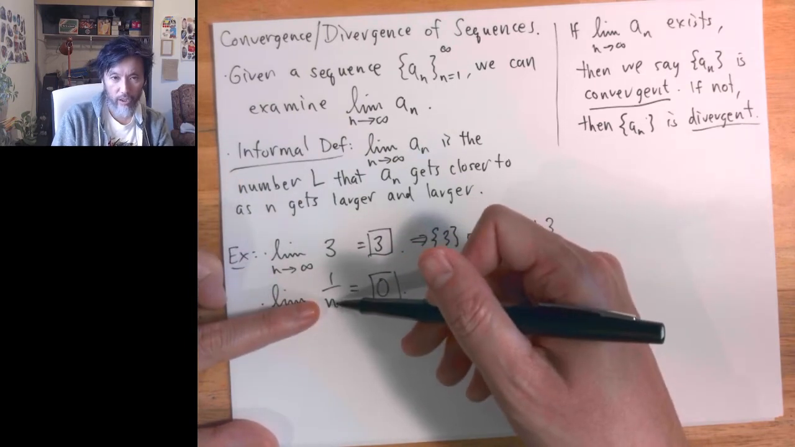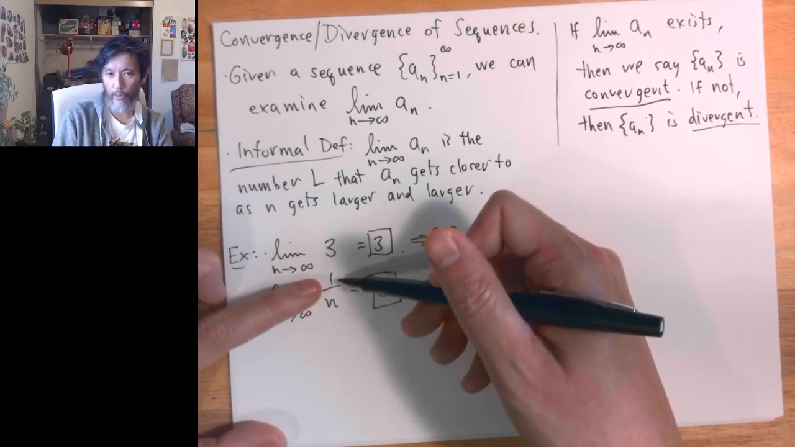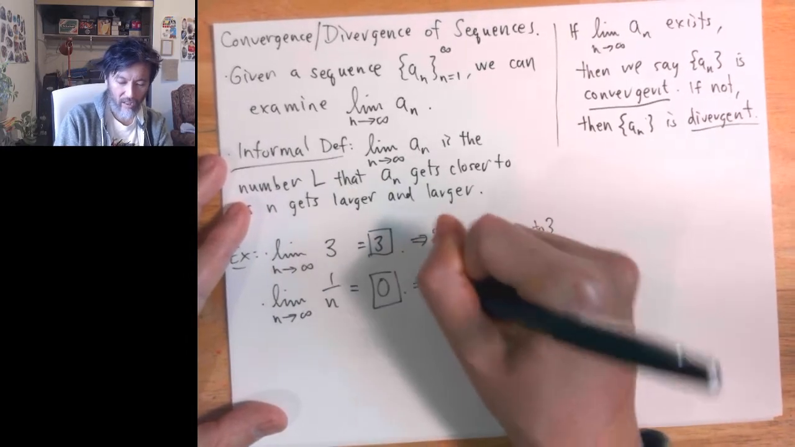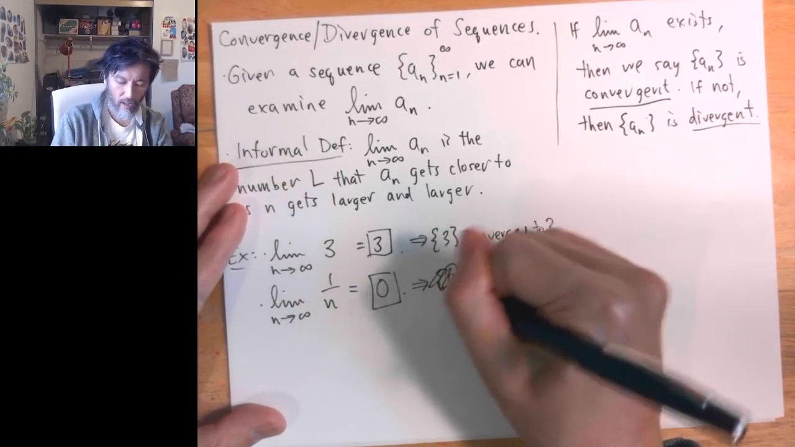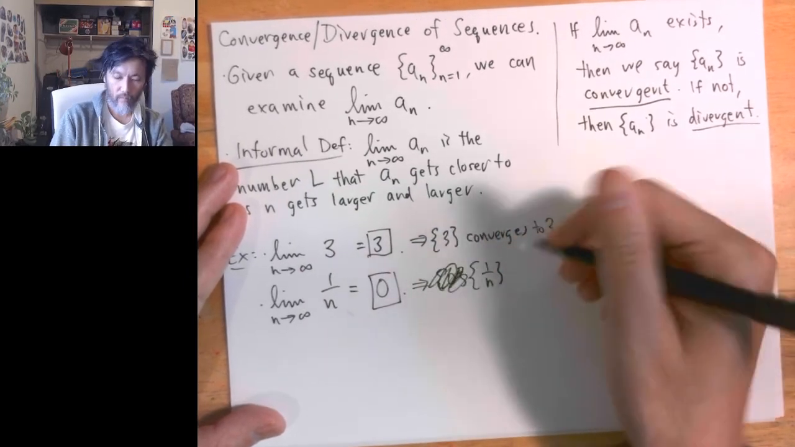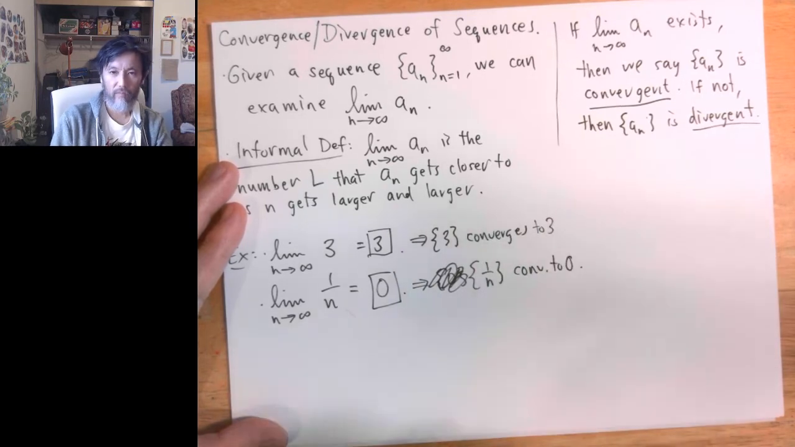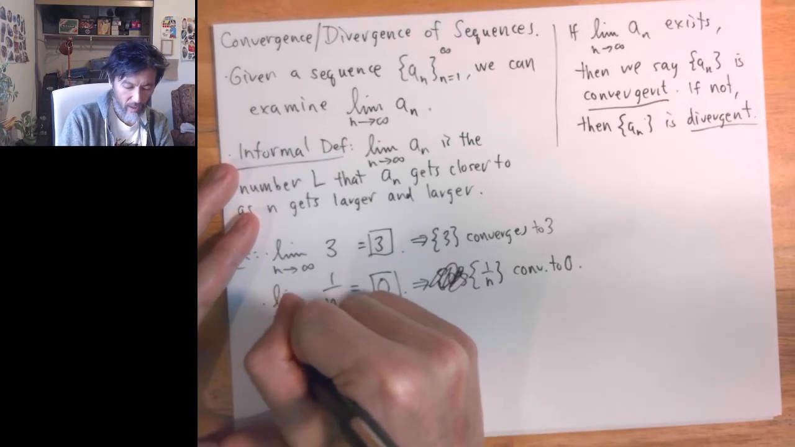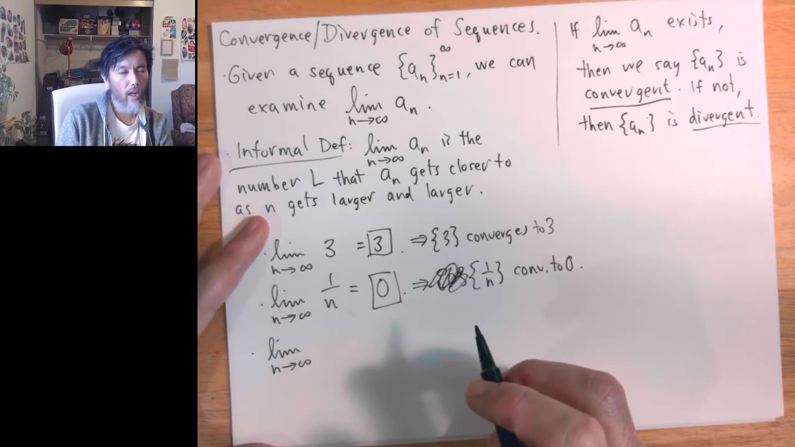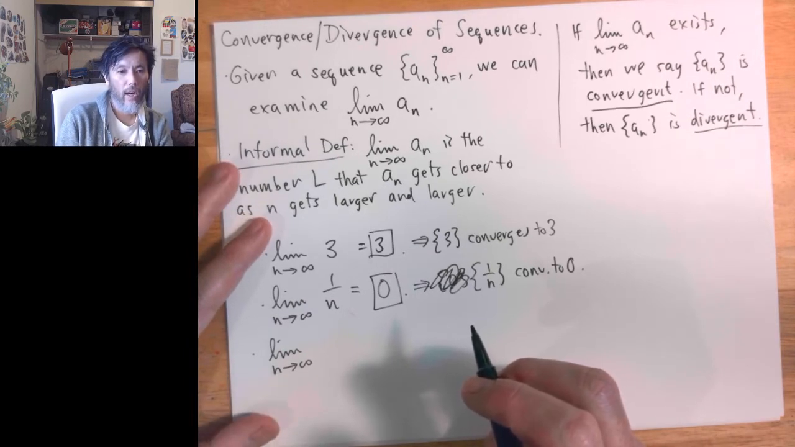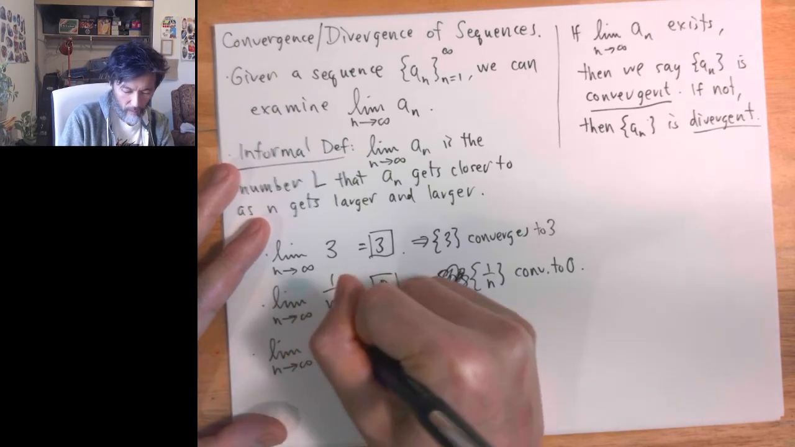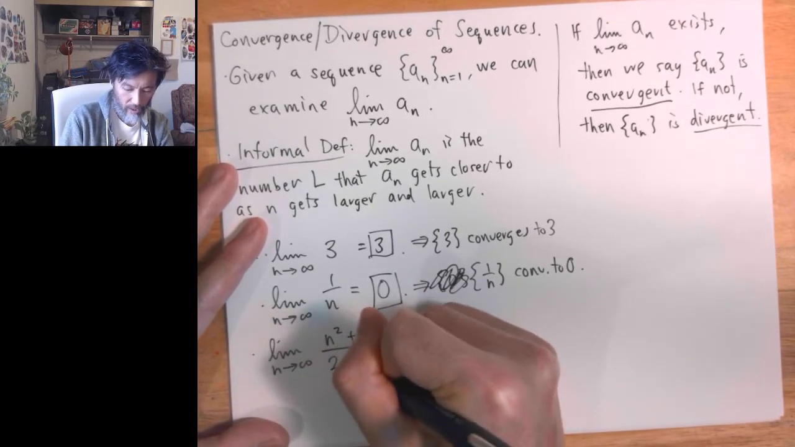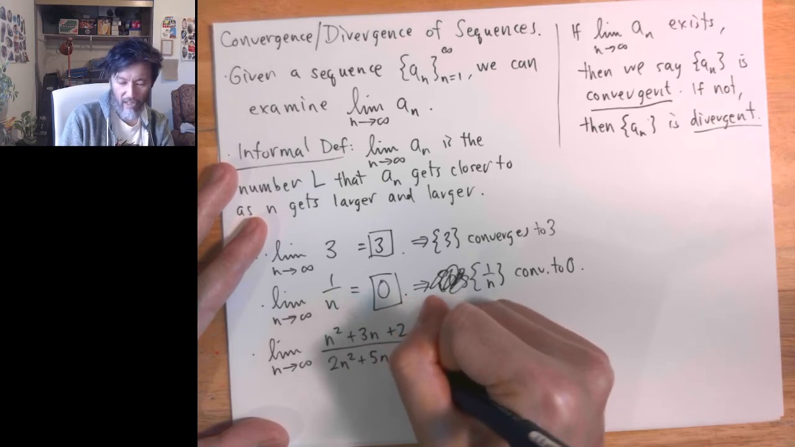Because as n gets larger, this denominator explodes in value, while the numerator just stays 1, right? So this limit is 0. And so this is the statement then that the sequence 1 over n converges to 0. Okay? How about something more complicated, though? How about something like this? The limit as n approaches infinity of, I don't know, how about something like n squared plus 3n plus 2 divided by 2n squared plus 5n plus 8. I'm just making stuff up, okay?